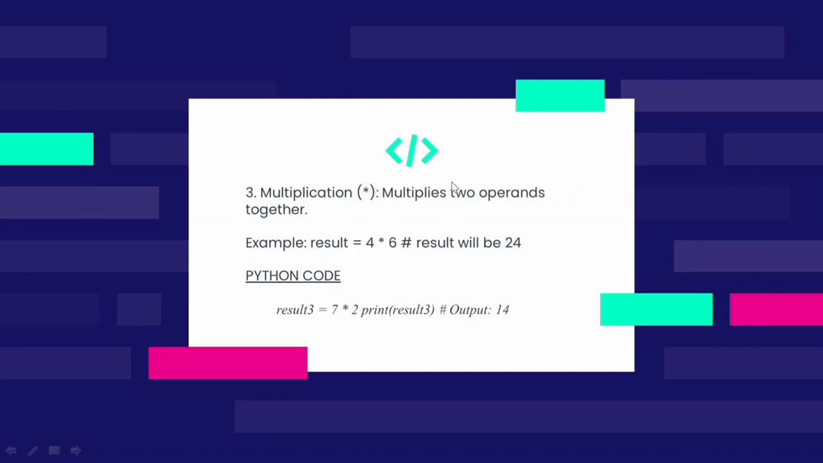Here, the multiplication operator basically multiplies two operands together. In the example provided, result = 4 * 6. Here 4 and 6 are the operands, as I have discussed in the addition and subtraction operators. Now the expression 4 * 6 is evaluated, which results in 24. The result of the multiplication operation, 24, is then assigned to the variable result.